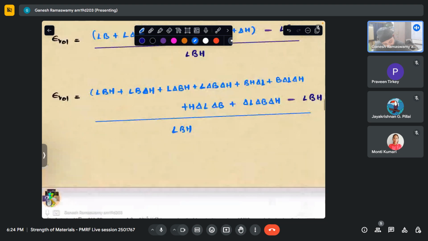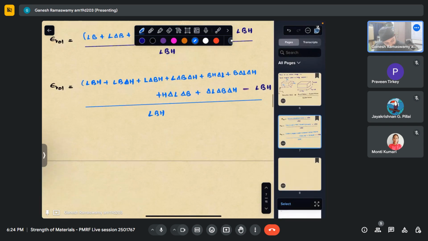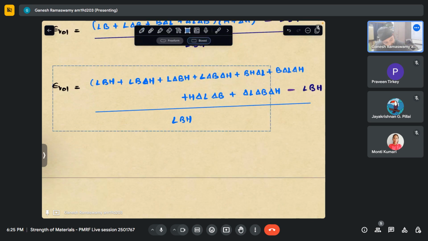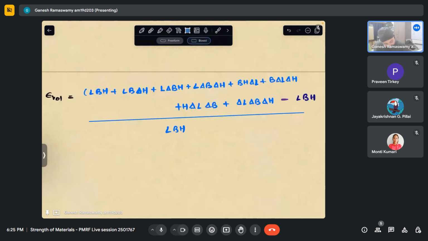Now we can see from here that these two terms will cancel each other out. So let me remove that and put it in one line.